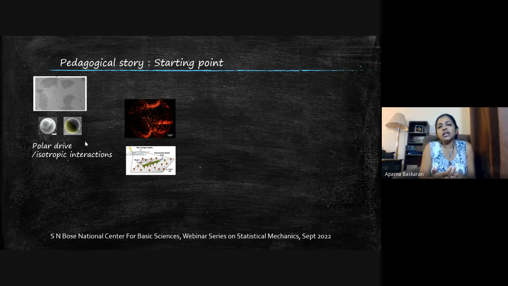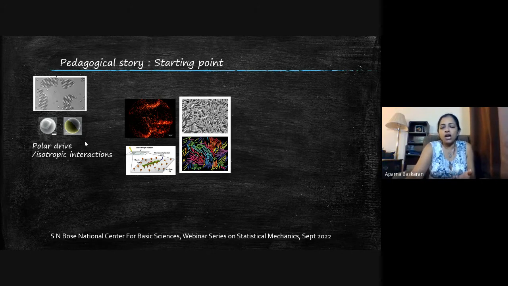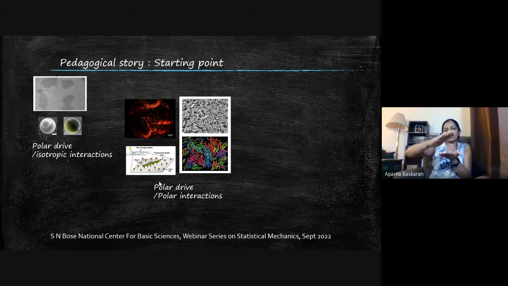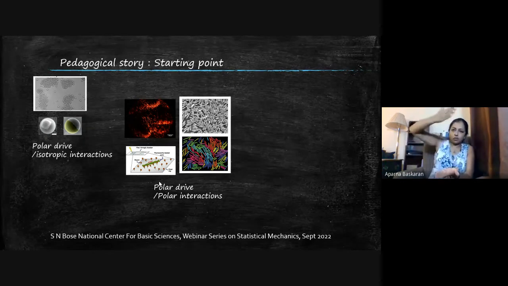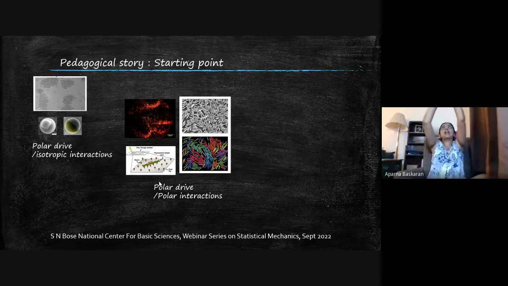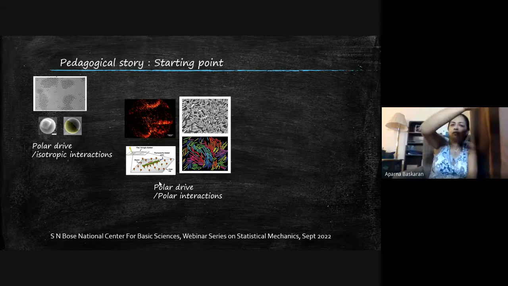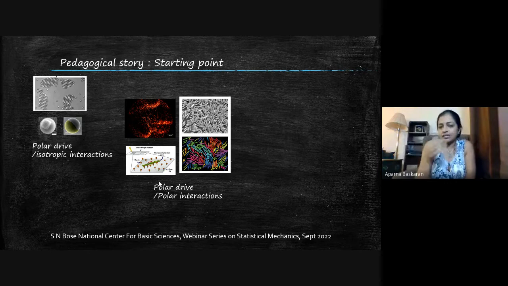Supposing you decided you wanted polar drive and polar interactions, then the system that you can make is a motility assay. This motility assay is a system where you take a glass cover slip and you stick motor proteins on that cover slip. Then on top of it, you put polymers that are associated with that motor protein. So what happens is the motor protein grabs the polymer and tries to walk, but it's stuck. So it cannot walk, it'll end up propelling the filament. So that is an example of a polar drive, polar interaction system.